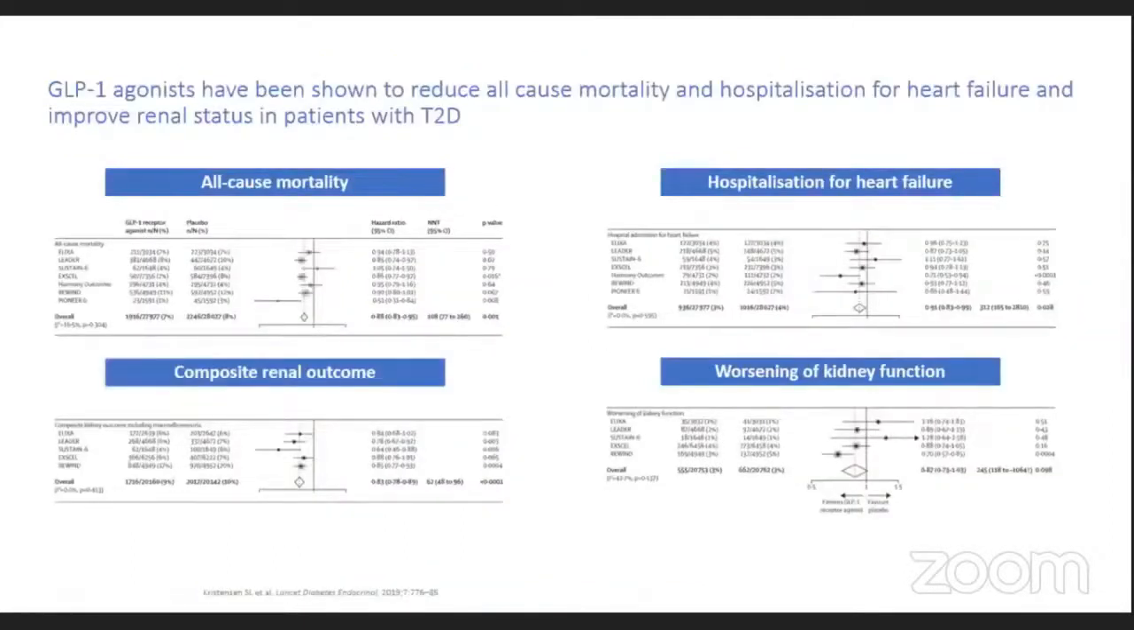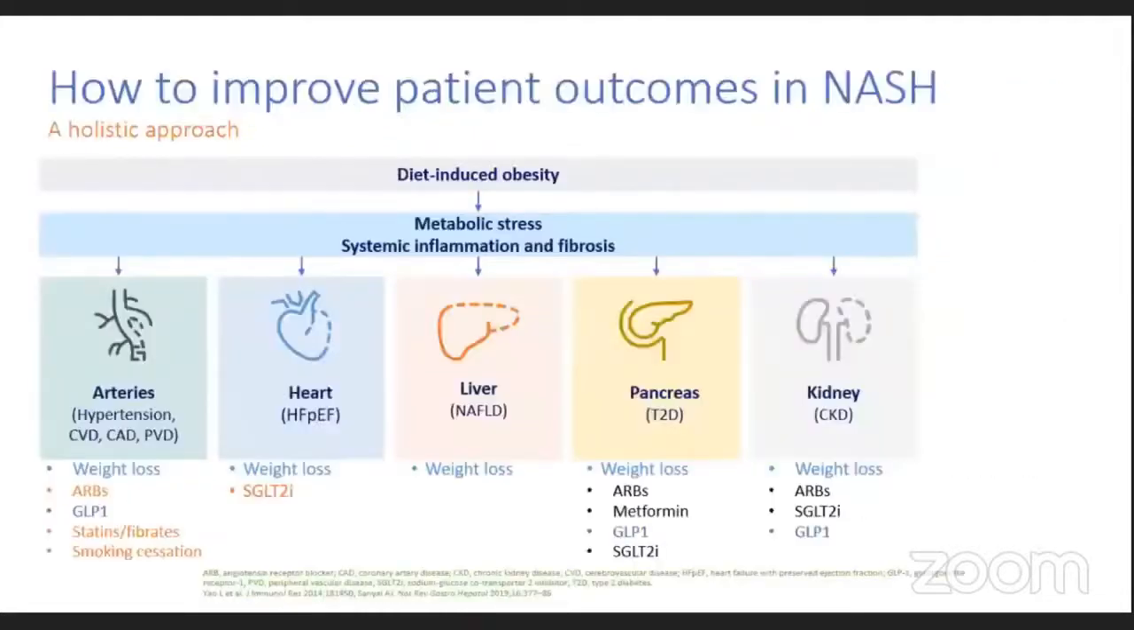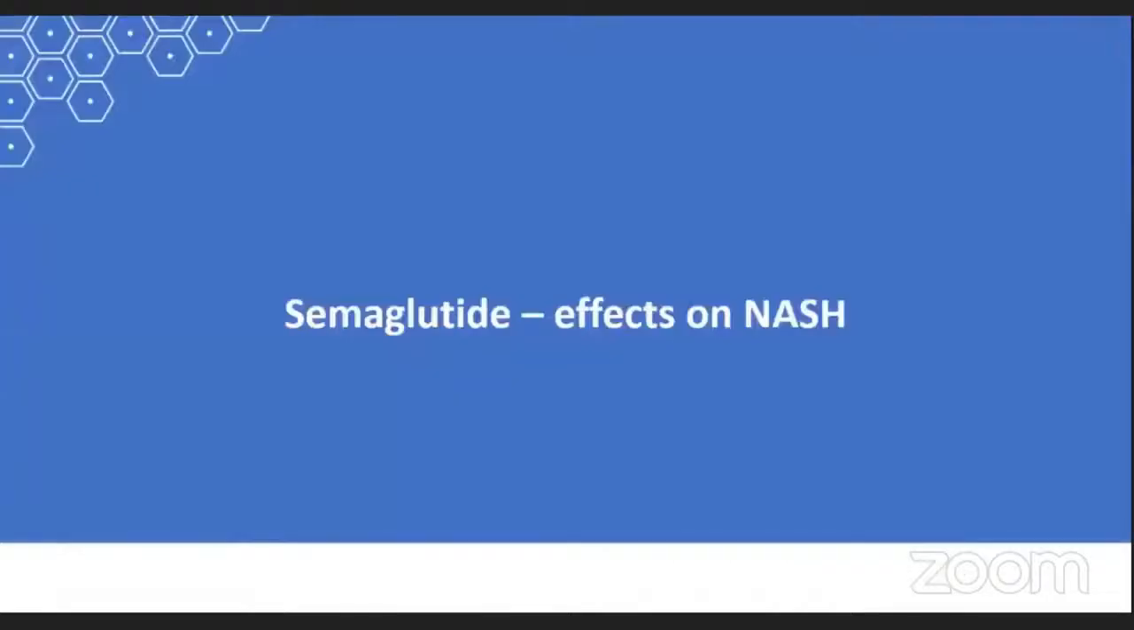There is already a plethora of literature, which is summarized in the next slide, showing that GLP-1 agonists, and these are a variety of different GLP-1 agonists as a class, improve all-cause mortality in people with type 2 diabetes, with high-risk features for mortality, hospitalization for heart failure, composite renal outcomes, and worsening of kidney function. So in a high-risk population with type 2 diabetes, we know that GLP-1s have been established to improve many of the competing threats to life in this population. And of course, for vascular diseases, etc., there's a role for statins, smoking reduction, and then the role of SGLT2s, which are often given at the same time in these patients.